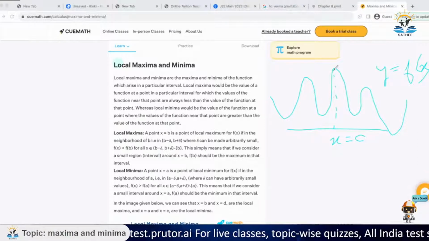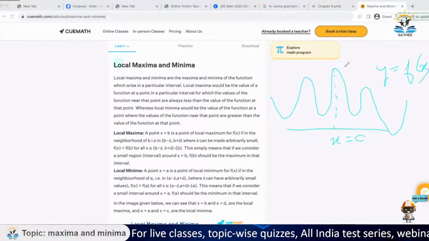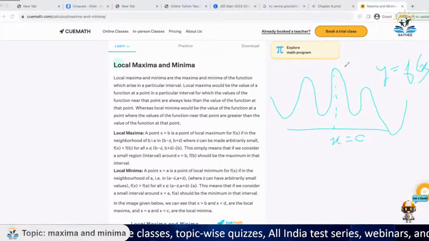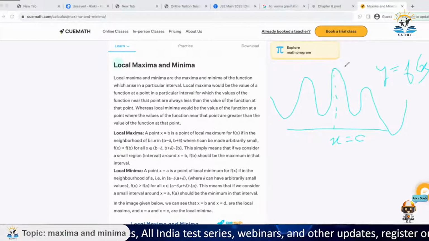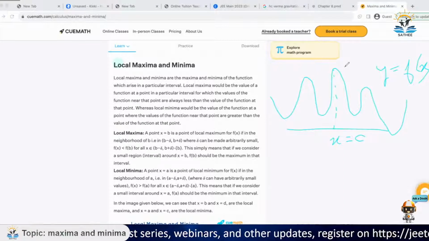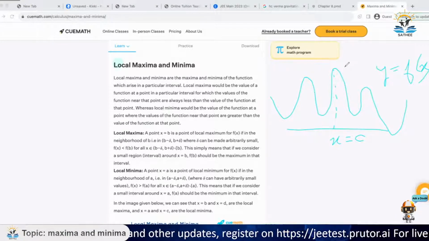Suppose we go to x is equal to c minus delta. If the value of f of c minus delta and the value of f of c plus delta are both less than f of c, then we say the point f of c is a maxima, and the function attains its maximum value at x is equal to c. So we say we have found the maxima at c.